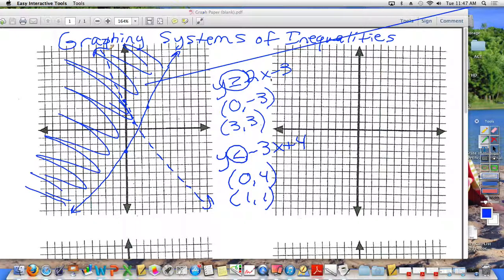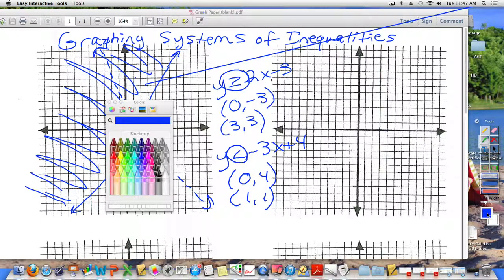So now what we need to do is look at our line, and you need to decide what is below that line. Less than that line. Well, less than that line, in this case, I'm going to switch colors here.